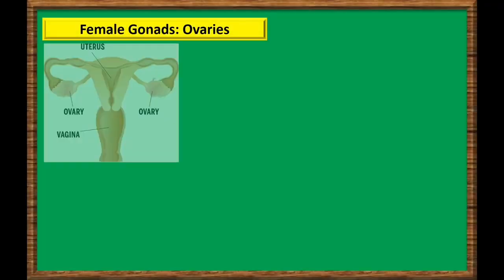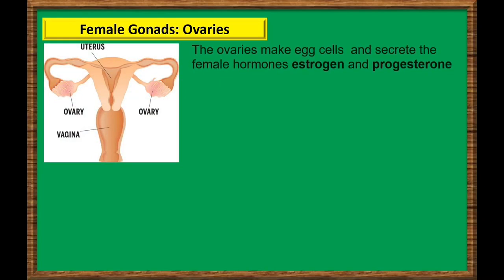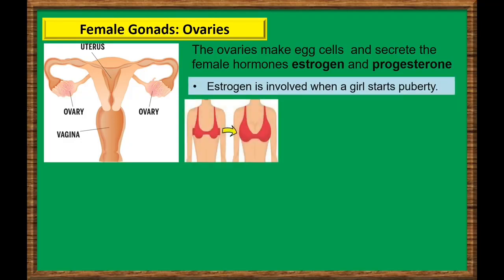The female gonads are called the ovaries. They make egg cells and secrete the female hormones estrogen and progesterone. Estrogen is involved when a girl starts puberty. During puberty, a girl will have breast growth, start to accumulate body fat around the hips and thighs, and have a growth spurt.